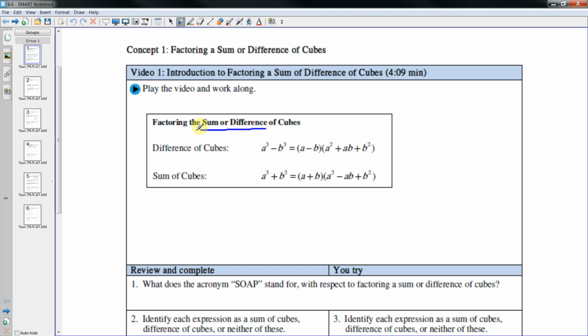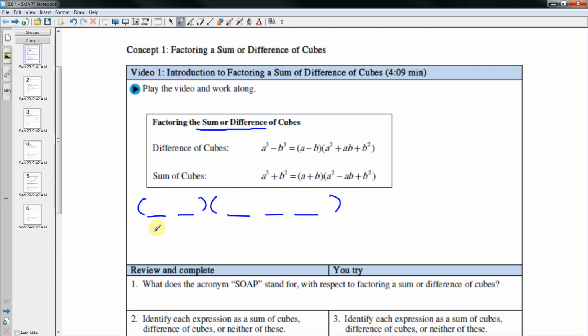Notice that unlike squares, we can do the sum or the difference. So the sign in the middle does not matter on cubes, just on those perfect squares that we did. You have to worry about there being a subtraction sign. So when we go to do cubes, we are going to need to know that we're going to have a binomial parentheses, which is going to have 2 terms in it, and then a trinomial parentheses, which is going to have 3 terms in it.